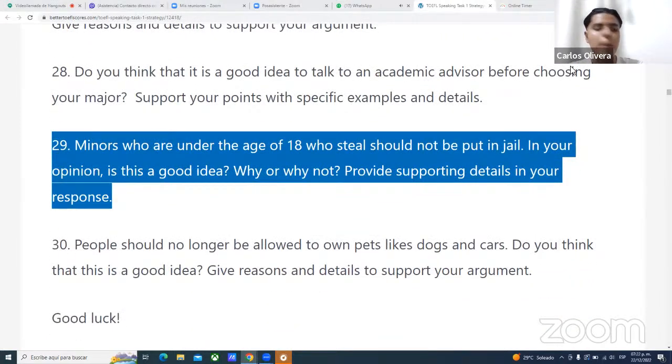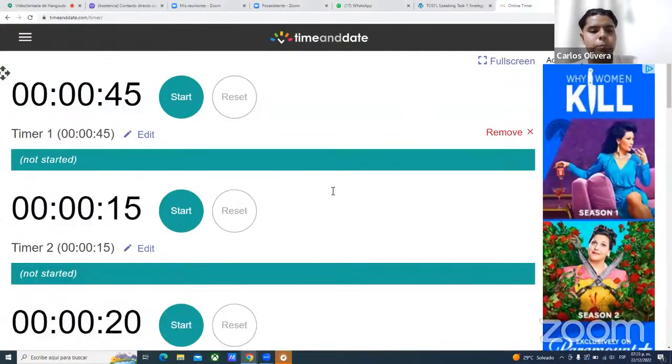So this question says, minors who are under the age of 18 should not be put in jail. In your opinion, is this a good idea? Why or why not? Provide supporting details in your response. There you are. So all of you, please start preparing your responses now.